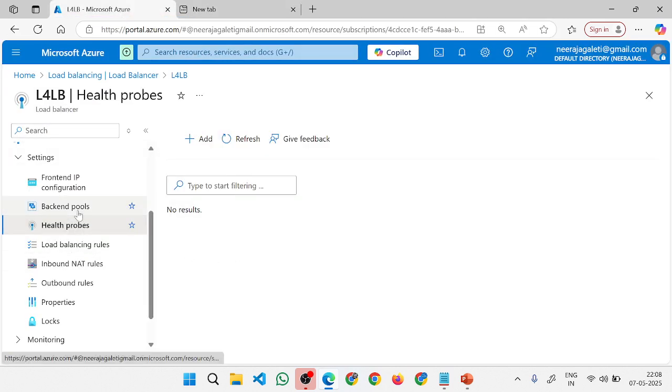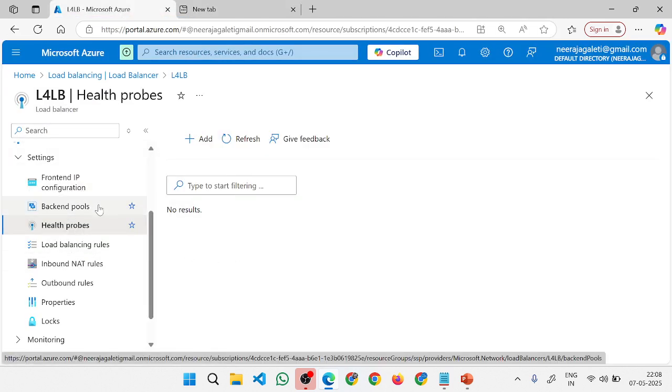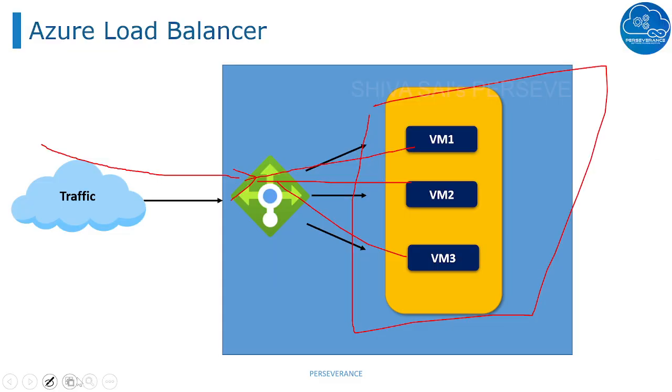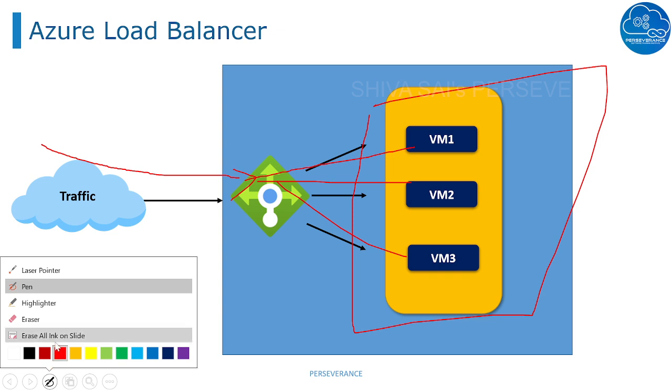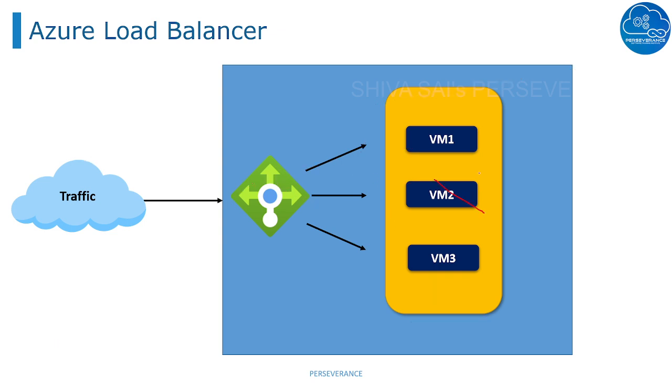So we need to add the health probe. We are done with the front-end IP and backend pools. So what is a probe? Health probes are nothing but, consider if one of the VMs is not healthy. The load balancer should not consider passing the traffic to that VM, right?